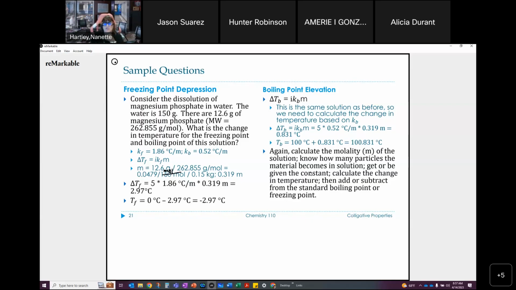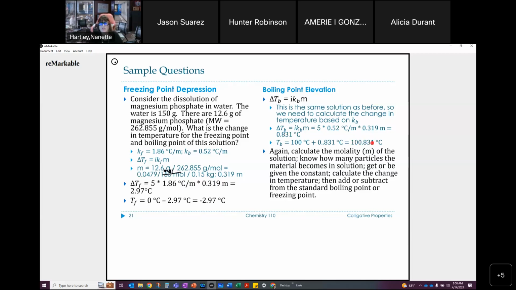So there's that. We can look at our boiling point elevation for the same scenario. So delta Tb is equal to i Kb m. We still have our i of 5. Our Kb is 0.52 degrees C per mole. And our molality is 0.319 mole. And that gives me 0.831 degrees C. Okay. So my new boiling point is 100.831 degrees C.